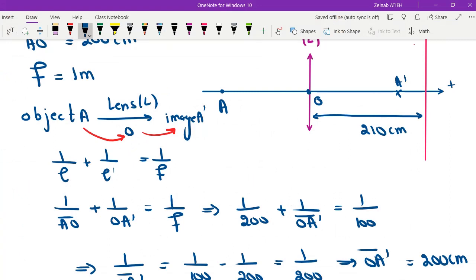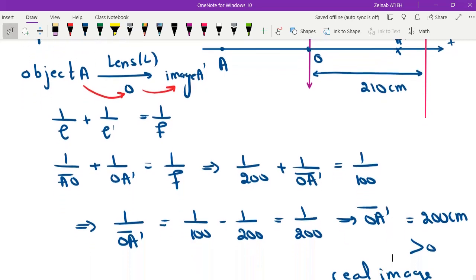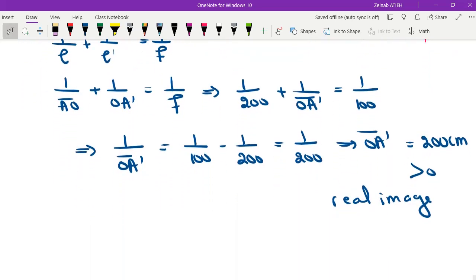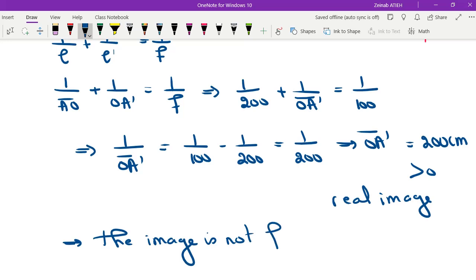In this case, the image is not formed on the screen. We cannot see a perfect image on the screen. So this implies the image is not formed on the screen. Let's do part B.